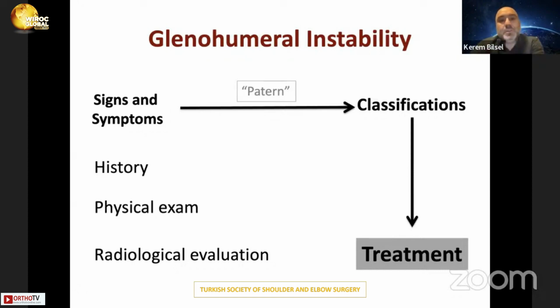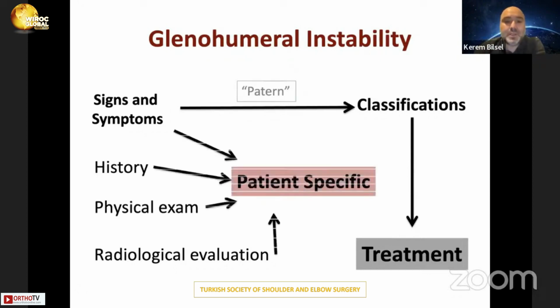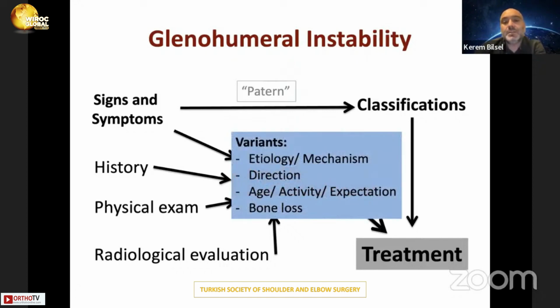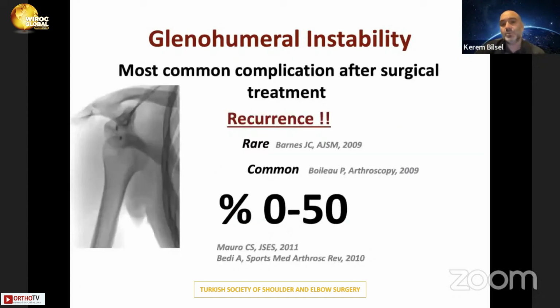pattern of glenohumeral instability, it's really demanding, and it's not easy sometimes to diagnose the patient and give the option and the treatment indication, because it's patient specific, and there are a lot of variants like etiology, direction, age, activity expectations, and bone loss.